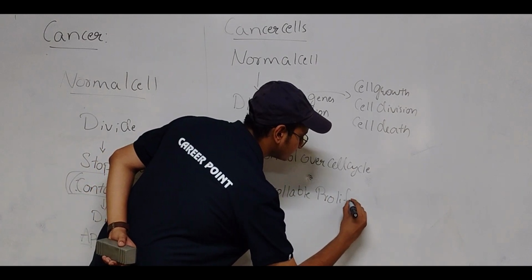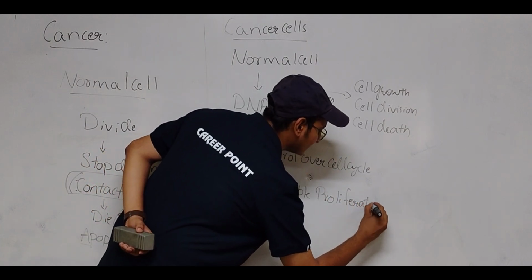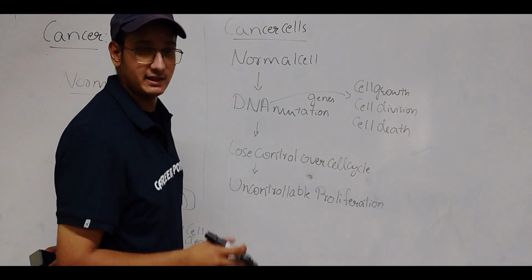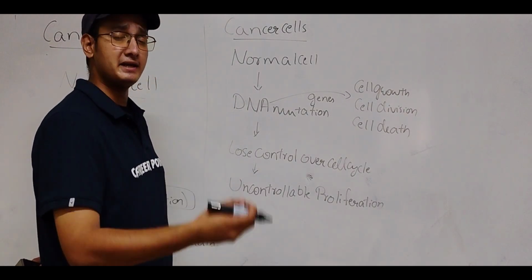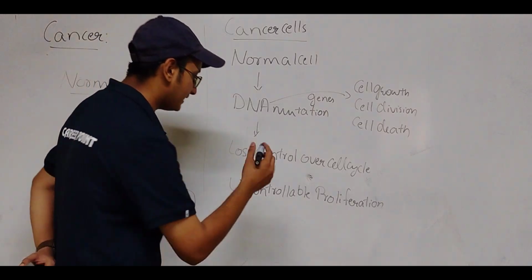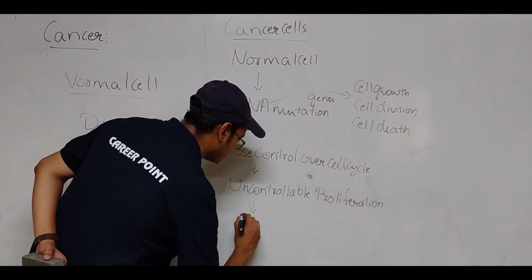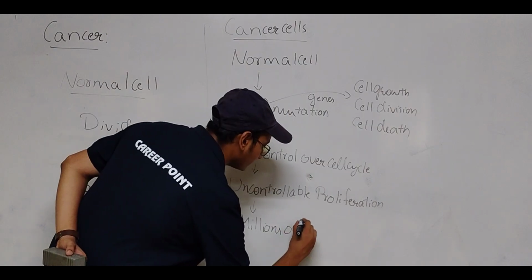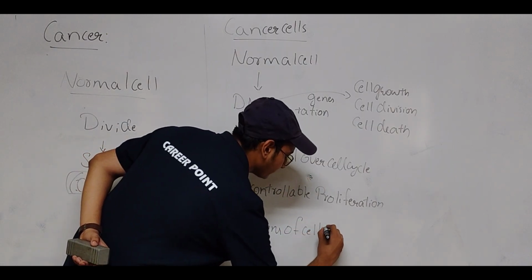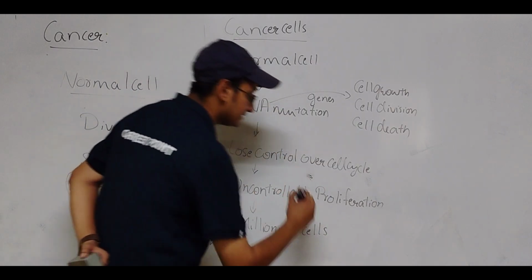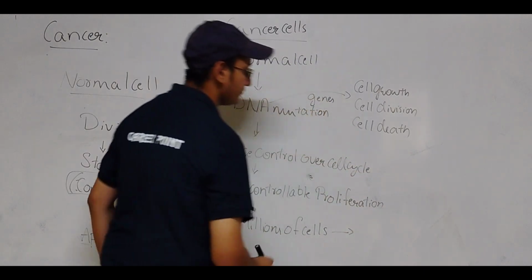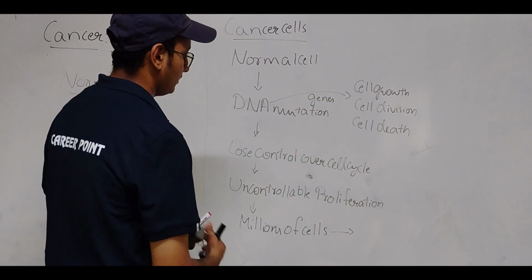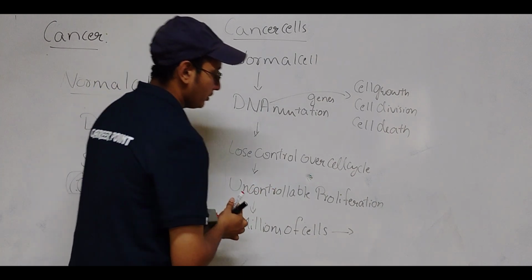That means the division is in an uncontrollable way. The cells are dividing again and again and again. There is no stop for it. And this leads to the formation of millions of cells. And now this leads to the formation of a tumor.